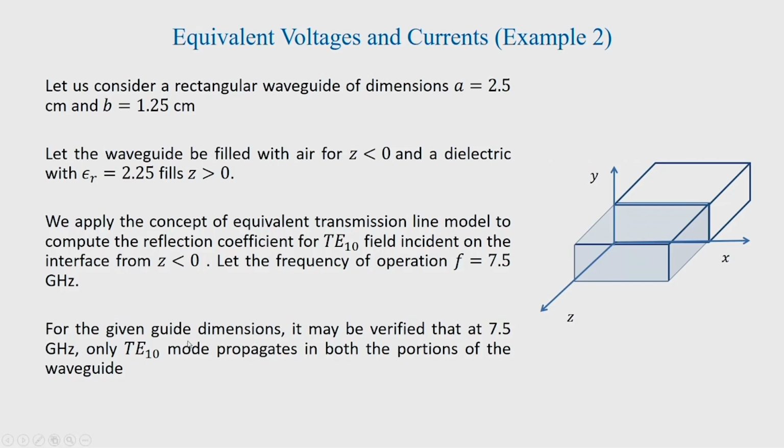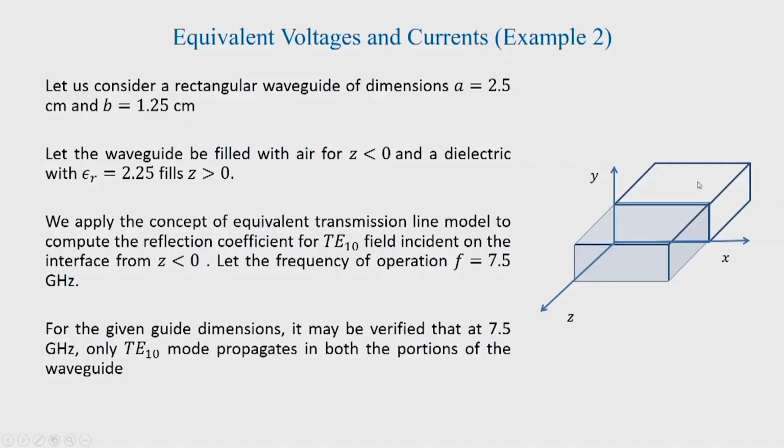Now, for the given guide dimensions, one may verify that at 7.5 gigahertz only the TE10 mode propagates in both the portions of the waveguide, and that can be verified by calculating the cutoff frequencies for different modes in both the waveguides. So, we will find that at 7.5 gigahertz only the TE10 mode will get excited and higher order modes will have cutoff frequencies higher than 7.5 gigahertz in both the guides.